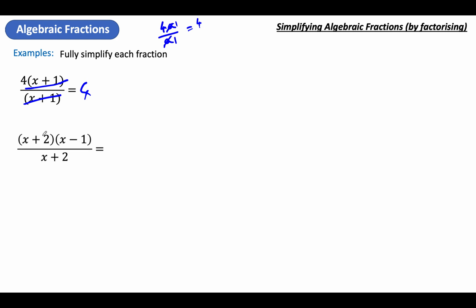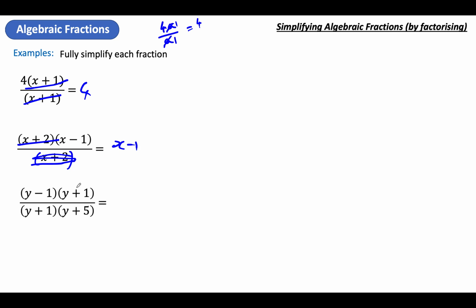This one, look, again, I've got this bracket times by this bracket on top, x plus 2 times x minus 1, and underneath I've got x plus 2. Well, think of it as a little unit. If you put brackets in, it's not going to change the expression. But what it does mean is you can see that that bracket up there will cancel out the bracket underneath, leaving x minus 1. Okay, you can put it in brackets or not, it doesn't matter because there's nothing else there.